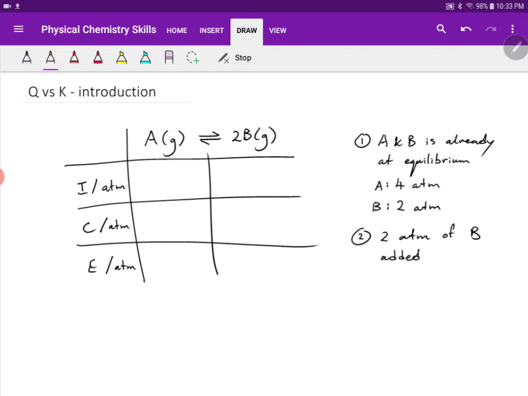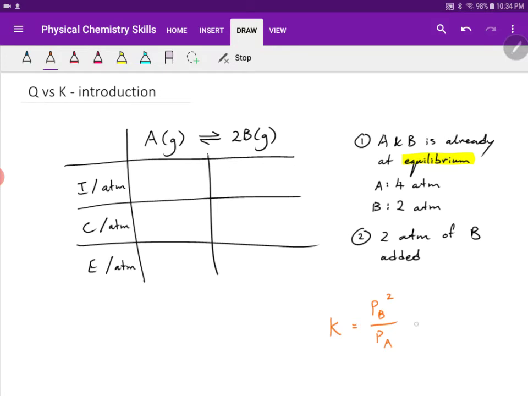Alright, so as usual, what we are going to do is write out the equation for our equilibrium constant, which is partial pressure of B squared over partial pressure of A. So each of these individual boxes refers to the partial pressures, whereas the sum of these boxes refers to the total pressure. Alright, so this is what we currently have, and since the system at the start is already at equilibrium, I can calculate the value of K using this.